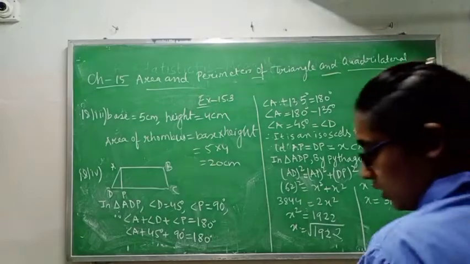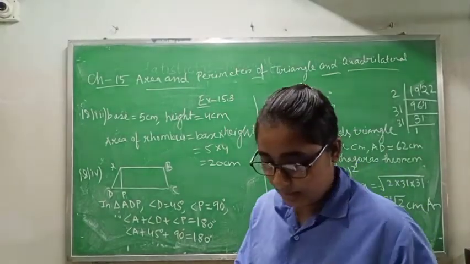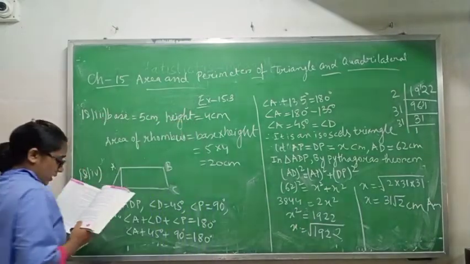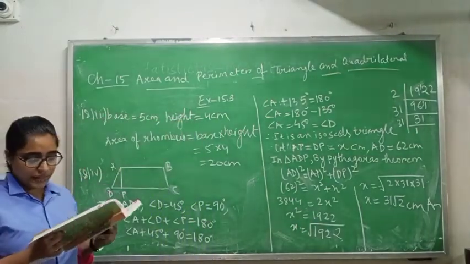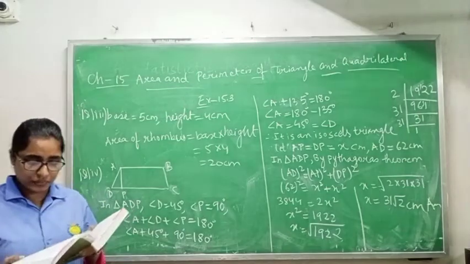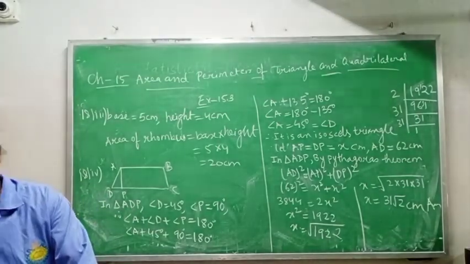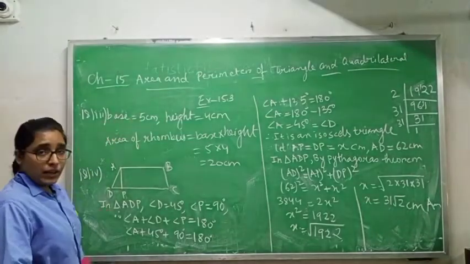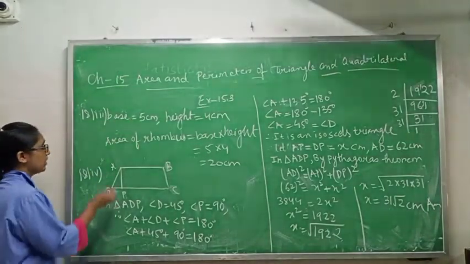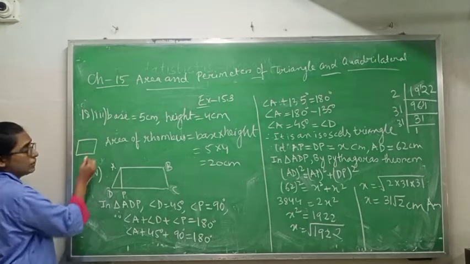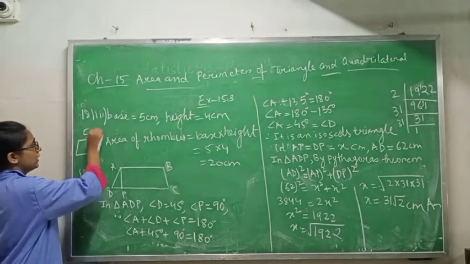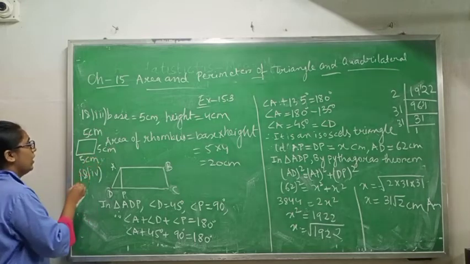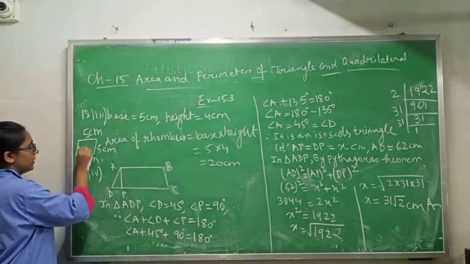Class 9, see question number 18.3. It is written: the height of a rhombus is 4 cm, the length of the side is 5 cm. What is the area of the field in the shape of a rhombus? Now, rhombus formula. In this question the base is given as 5 cm, because it is a rhombus and all sides will be equal. If this one is 5 cm, this one is also 5 cm, this one is also 5 cm, and this one is also 5 cm.